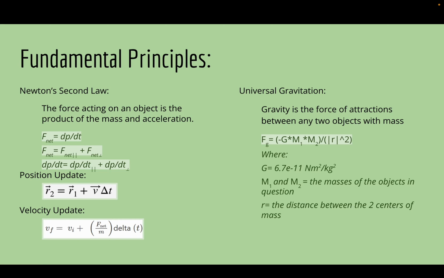And then we have universal gravitation. Gravity is the force of attraction between any two objects with mass, and that equation is the force of gravity is equal to negative G, the gravitational constant, times the mass of the first object and the mass of the second object, divided by the magnitude of r squared, where r is the distance between the two centers of mass.